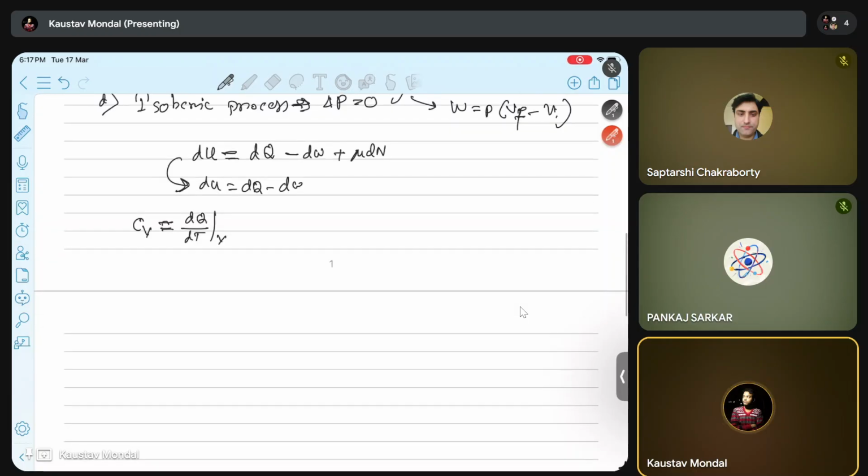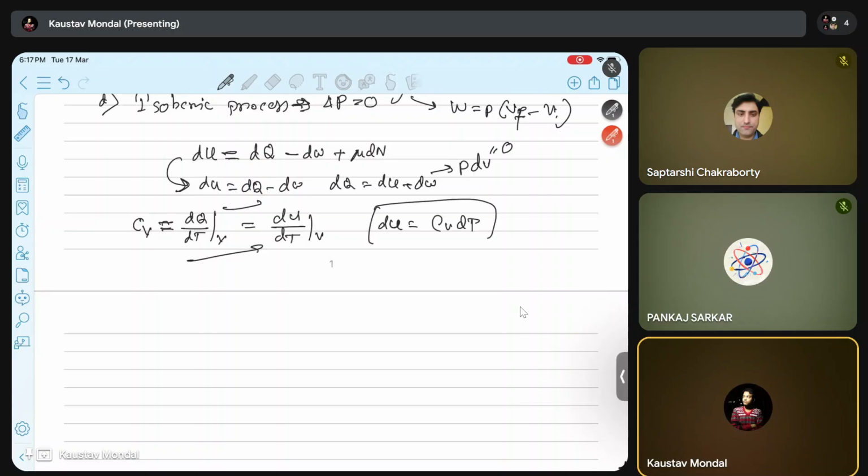Now you already know dq is equal to du plus dw, right? And dw you can write as pdv. Now if you take the volume as constant, this term will become 0. So you can write this as du by dt at constant volume. So from this also you can write du equal to CV dt. Using this relation also you can calculate the change in internal energy, if you know the du.